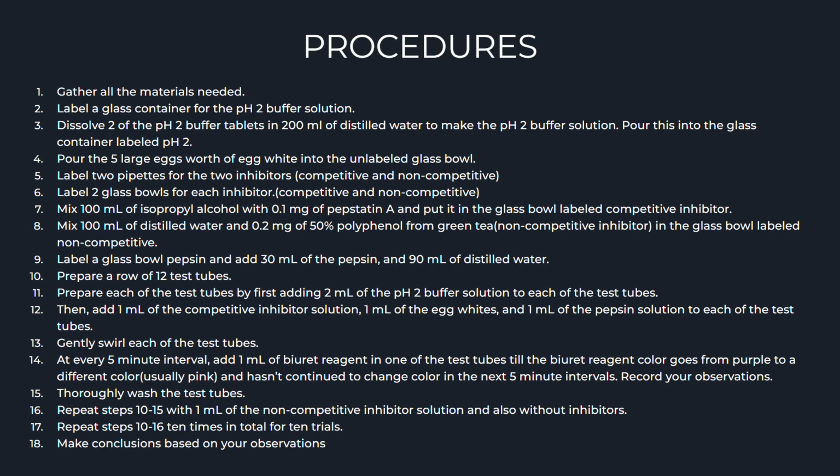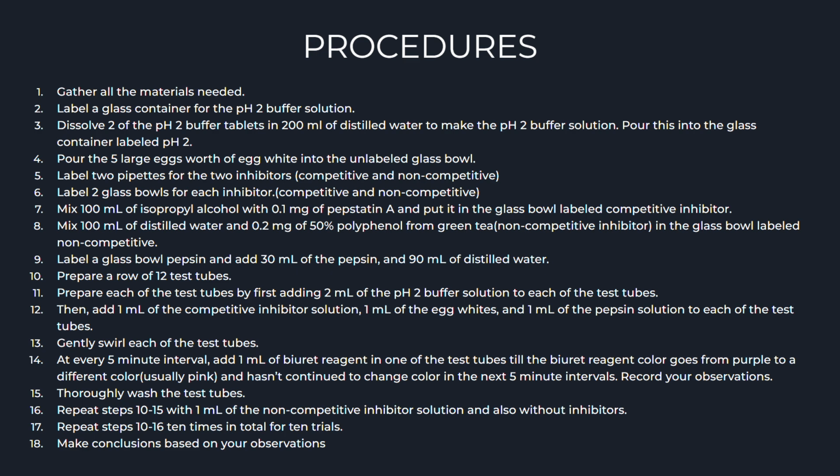These are my procedures. 1. Gather all the materials needed. 2. Label a glass container for the pH 2 buffer solution. Dissolve 2 of the pH 2 buffer tablets in 200 ml of distilled water to make the pH 2 buffer solution. Then pour this into the glass container labeled pH 2. Then pour the large eggs worth of egg white into the unlabeled glass bowl.